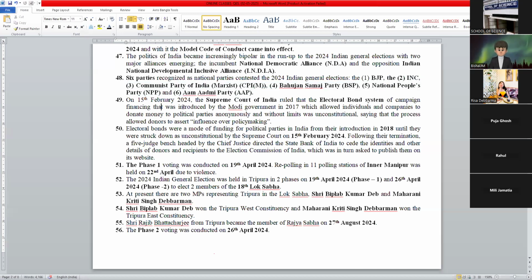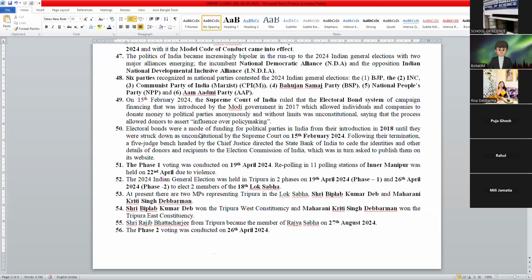Point number 49. On 15th February 2024, the Supreme Court of India ruled that the electoral bond system of campaign financing that was introduced by the Modi government in 2017, which allowed individuals and companies to donate money to political parties anonymously and without limits, was unconstitutional, saying that the process allowed donors to exert influence over policy making. Now, point number 50.